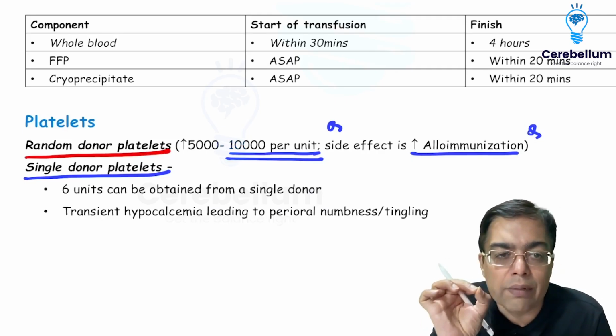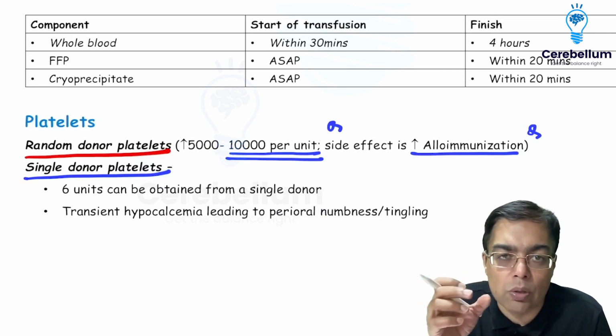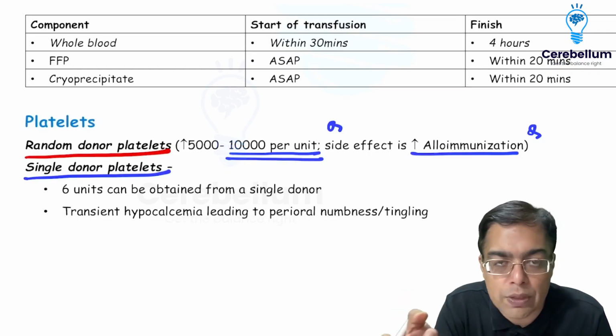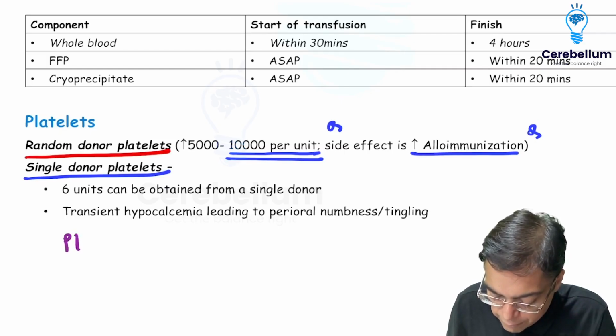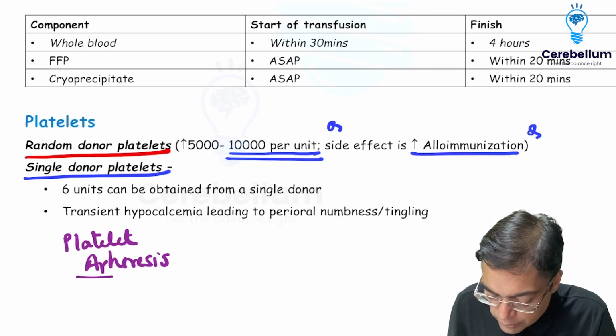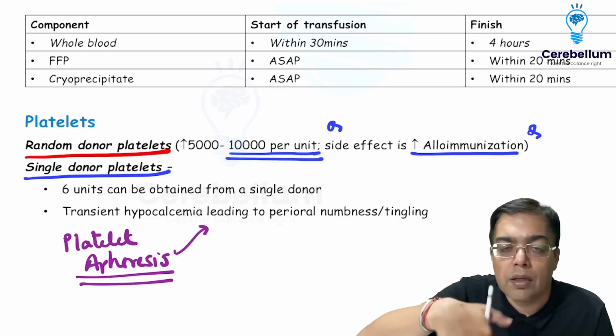But the important thing that we need to remember over here is that whenever we are taking platelets from a donor, if any of you has gone in for something like a platelet donation, you have a procedure that is given the name of platelet apheresis. Platelet apheresis. So they take your blood out. The blood goes into a machine. The machine removes the platelets and the blood is then given back to you.